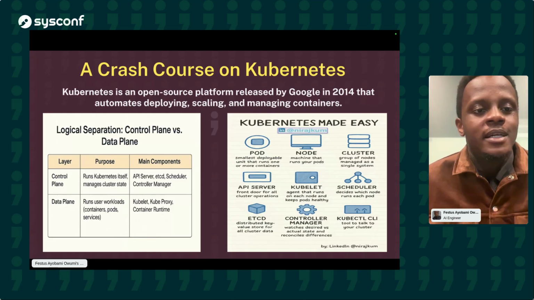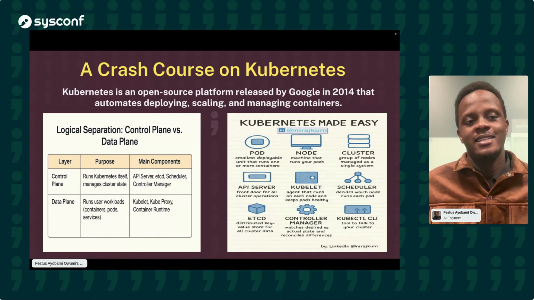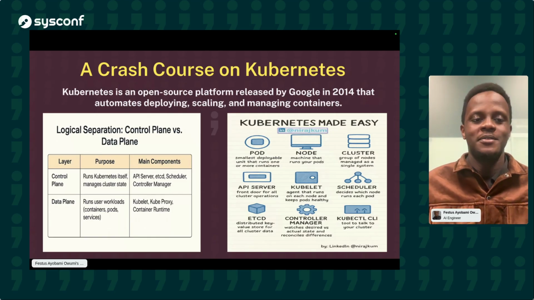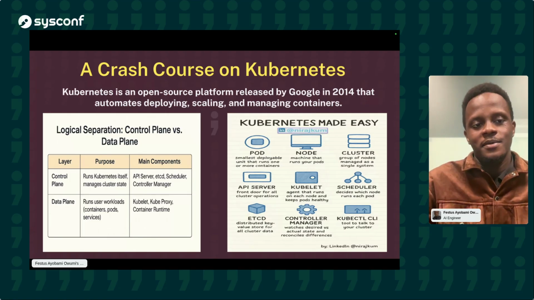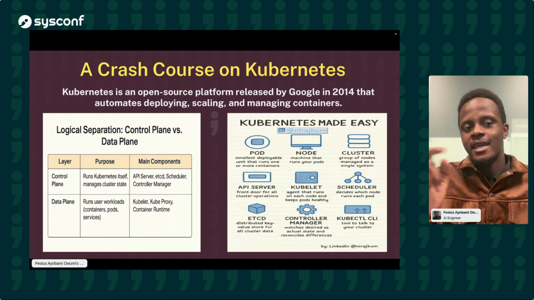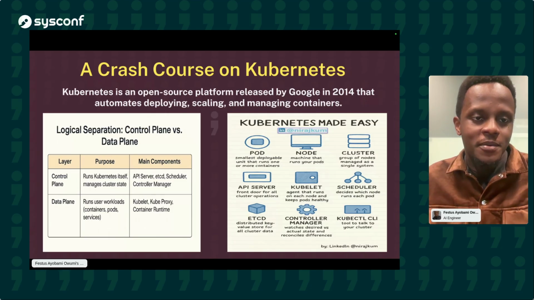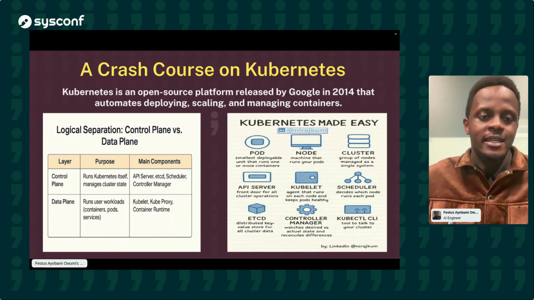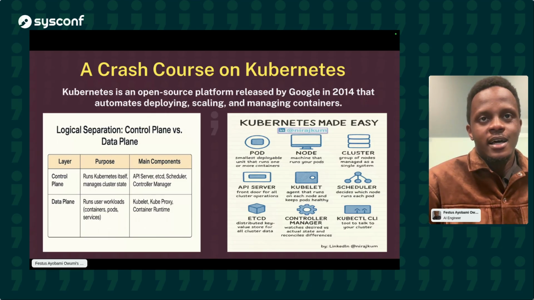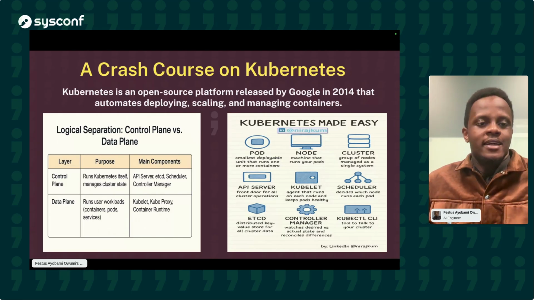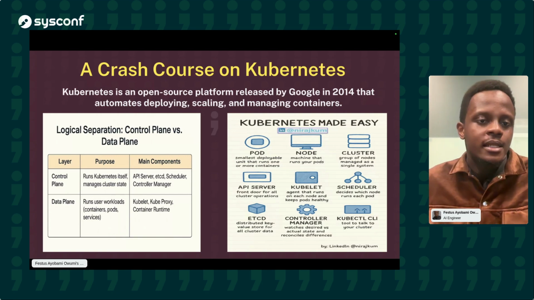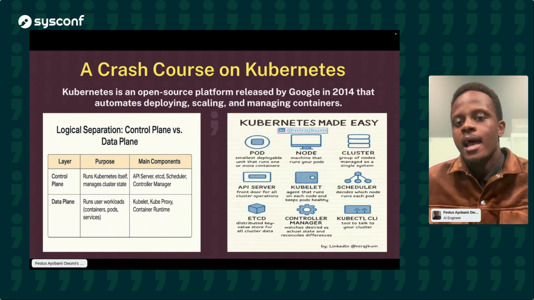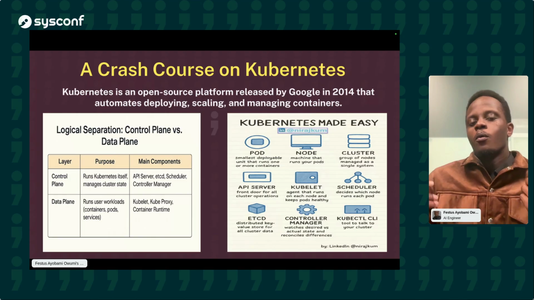So Kubernetes, it sounds scary sometimes when you hear it, right? It's abbreviated as K8s, because there are 8 characters between the K and the S, just in case everybody didn't know why Kubernetes is usually called K8s. All right, so Kubernetes is an open source platform released by Google in 2014 that automates deploying, scaling, and managing of containers. So what is it actually solving?